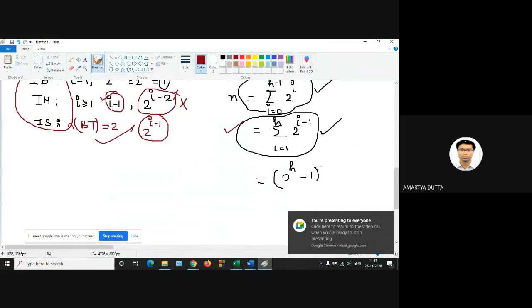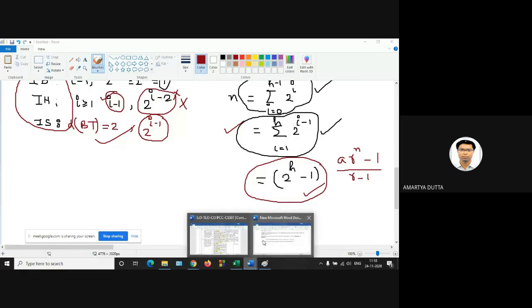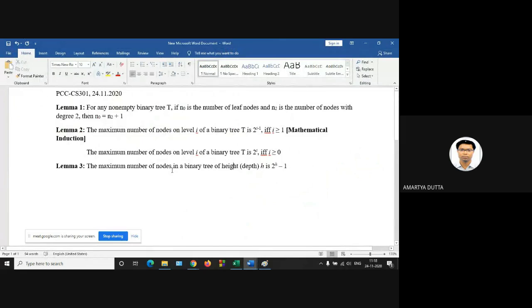You have to solve the GP series and you will get 2 to the power h minus 1 divided by 2 minus 1. The formula is a into r to the power n minus 1 by r minus 1. The common ratio r is equal to 2. So 2 minus 1 is 1, giving 2 to the power h minus 1. Is it clear to you? Yes, sir.